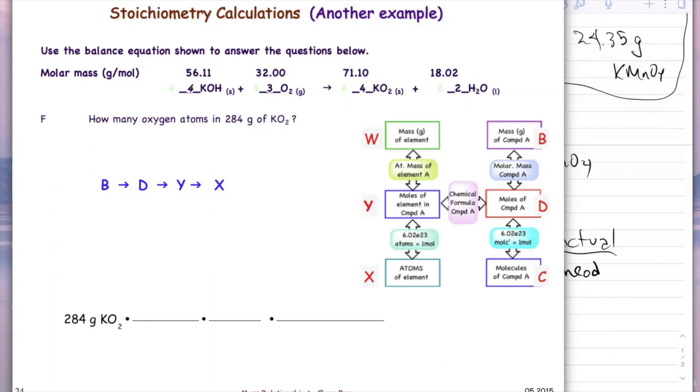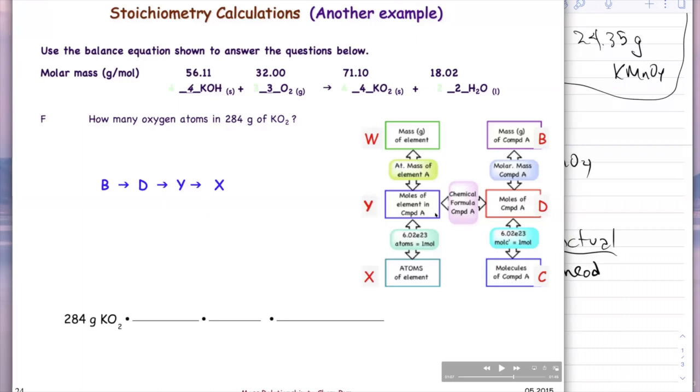How many oxygen atoms in 284 grams? So we know the mass, the moles of KO2, that's D. That's this right here. And we want to calculate the number of atoms. So we're going to go to X. If we know the mass of 284, we're going to need to use the molar mass to calculate the moles of KO2.